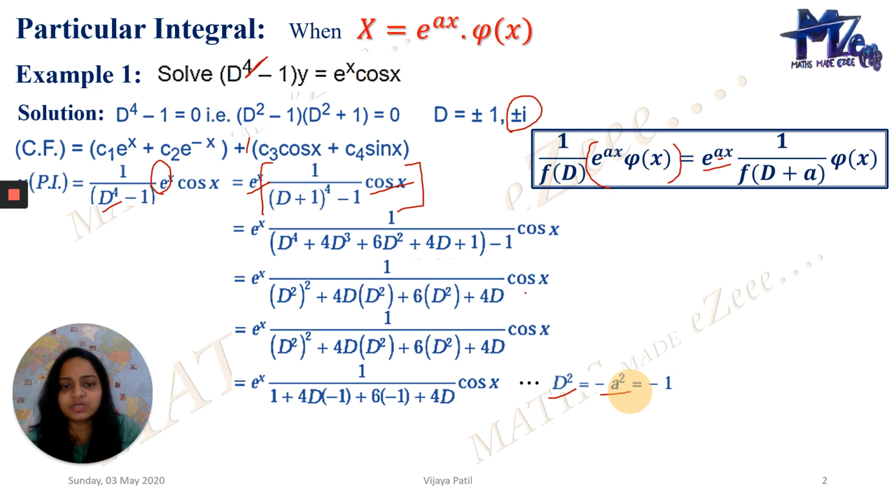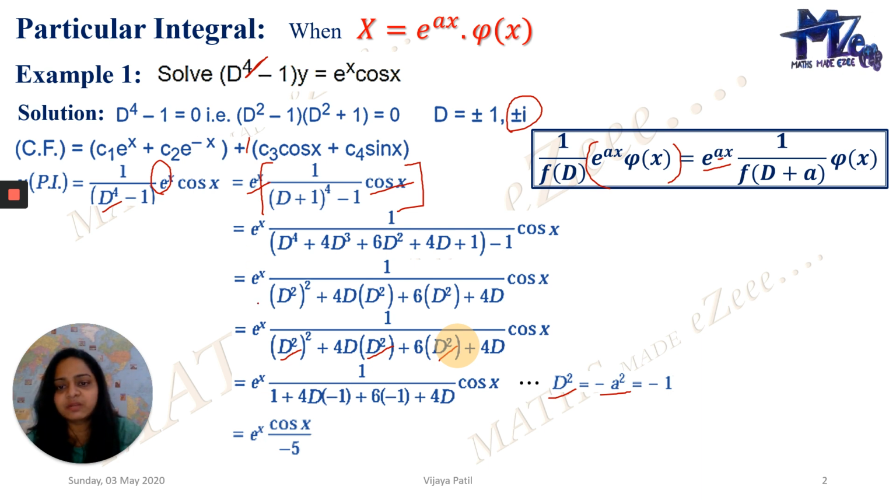That is the formula for 1 upon f of D square acting on cos ax. So we are replacing every D square by minus 1. That is why we made this adjustment, just to make D square into minus 1 everywhere. D square squared will give me minus 1 squared, which is 1. 4D as it is, D square is replaced as minus 1. 6 as it is, D square again with minus 1. 4D as it is, and it's cos x. This entire thing would give us e to the power x as it is.